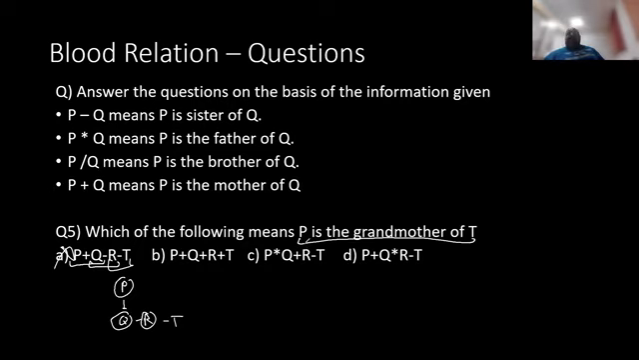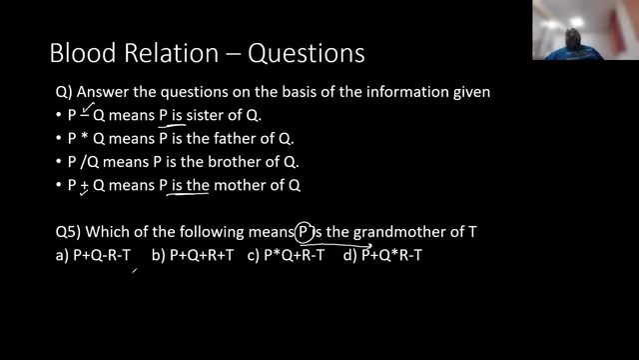Or what I can do is, because I know that P is the grandmother, P has to be a female. In what kind of a symbol do I know that P is a female? When P is the sister or P is the mother. So P has to be followed by a minus or a plus. Plus is an acceptable option. This cannot be the answer because it is P star Q. Star means father, so P cannot be the grandmother. Plus is acceptable. Since P is the grandmother of T, they have to be separated by two generations.